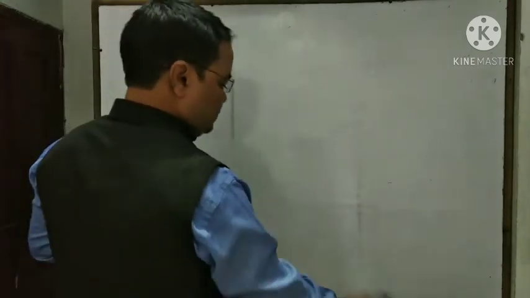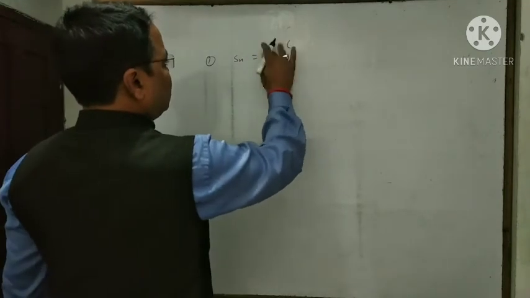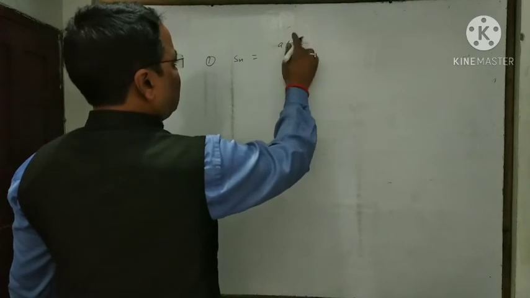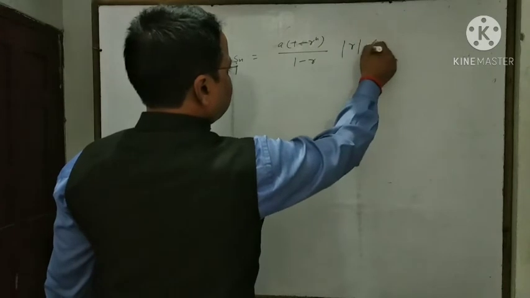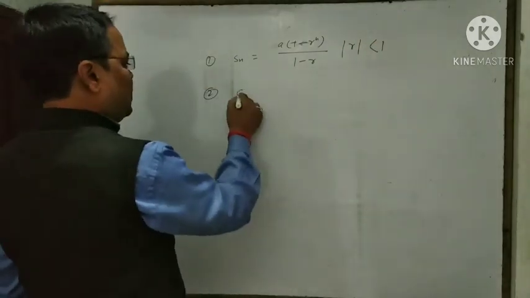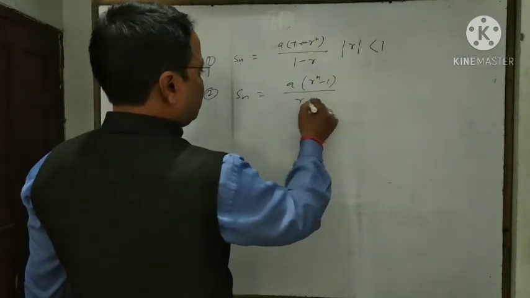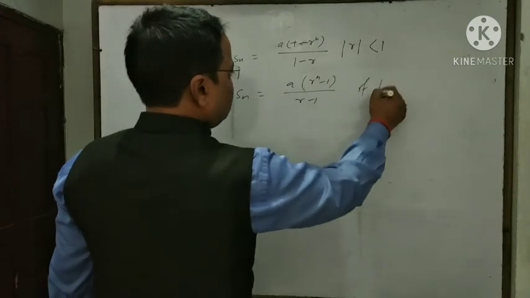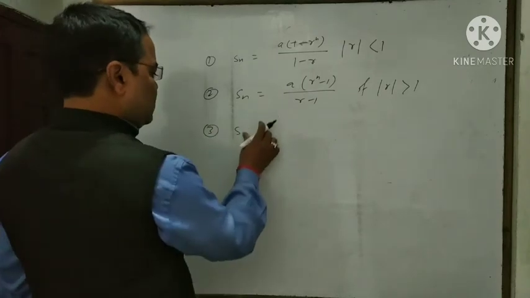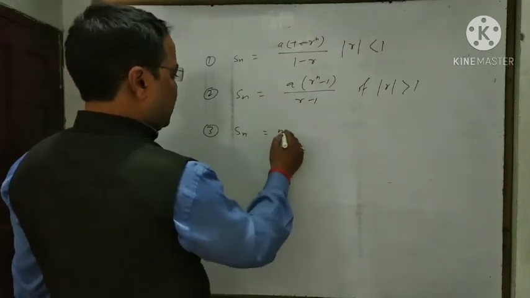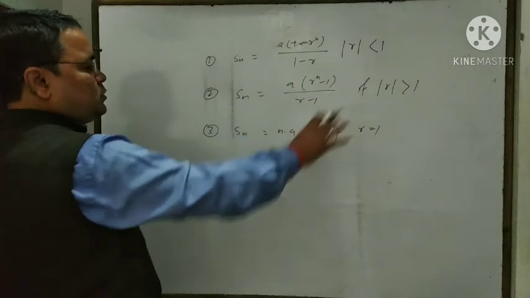The first formula: Sn is equal to a into 1 minus r to the power n upon 1 minus r, when r is less than 1. The second formula: Sn is equal to a into r to the power n minus 1 upon r minus 1, if the common ratio is greater than 1. The third: Sn is equal to n into a, if r is equal to 1. Getting? Now this is using the common ratio.